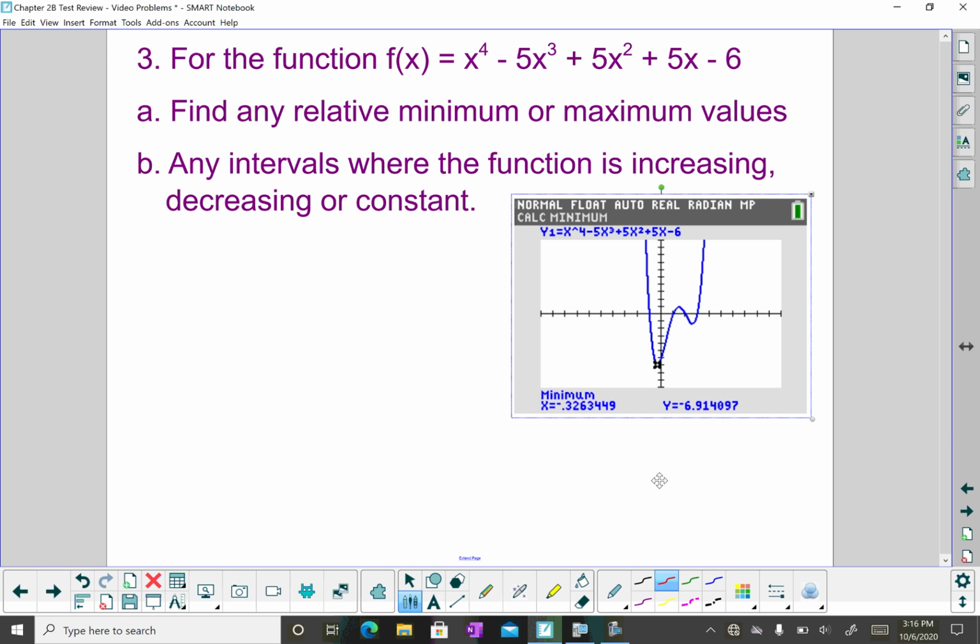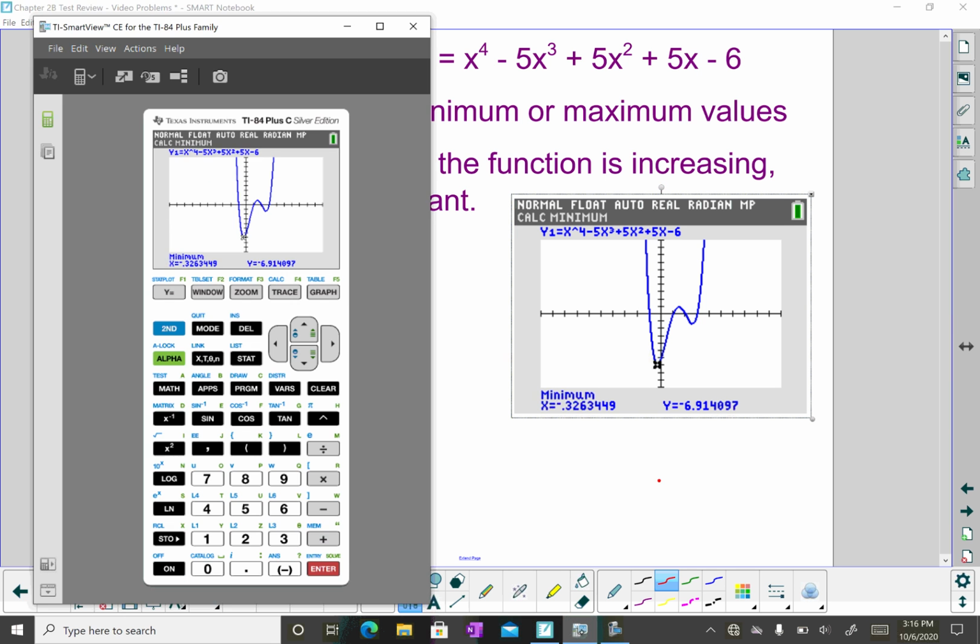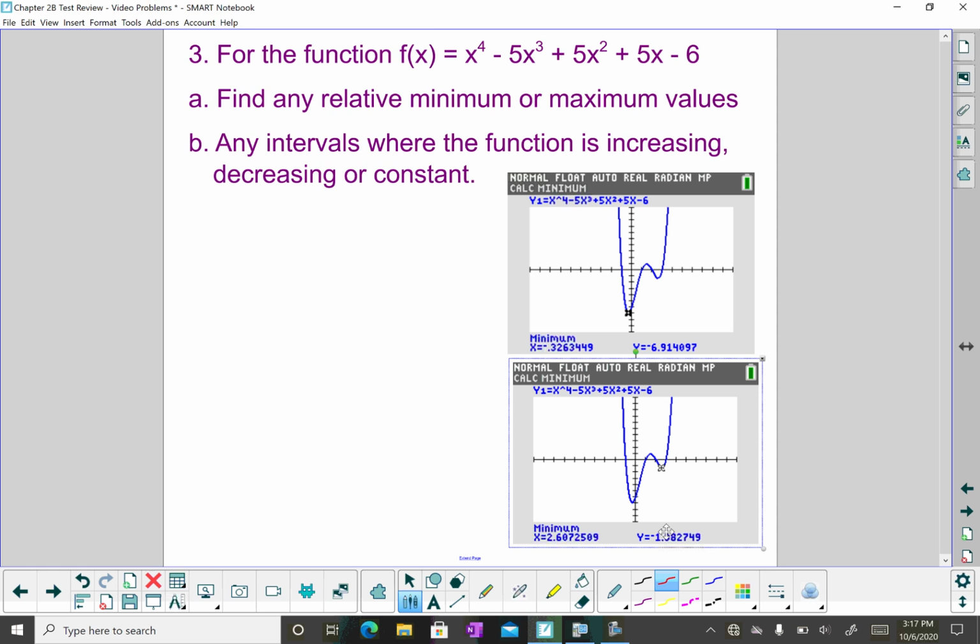Okay, let's continue. Let's get that other minimum. Second, calculate. Number 3. The other minimum looks like it's happening between 2 and 3. So I'm going to choose a left bound of 2 and a right bound of 3. Enter. There's that minimum value. Let's drag that over for later.